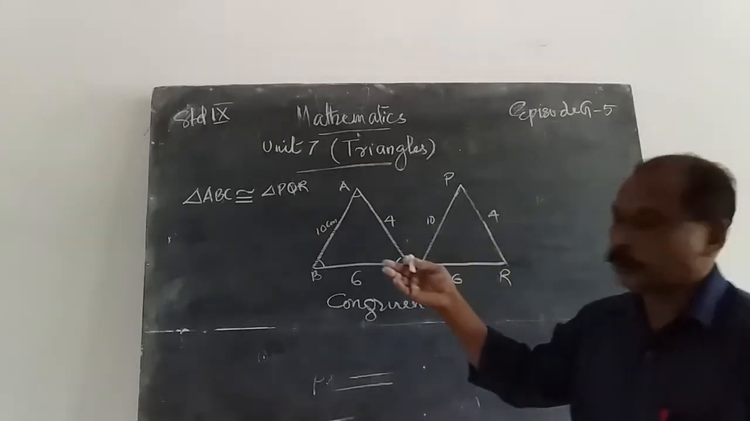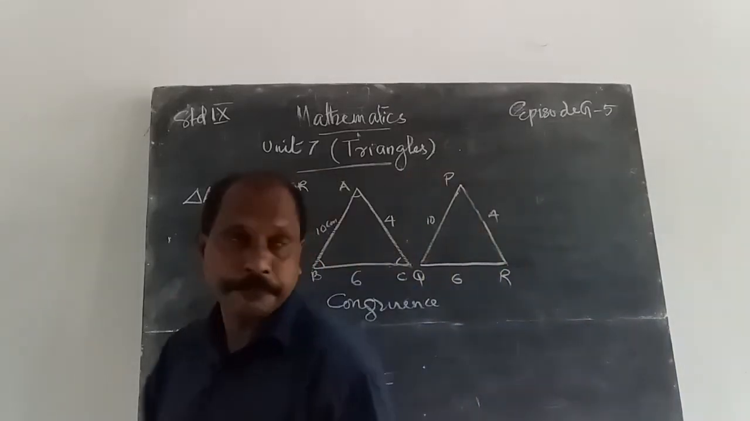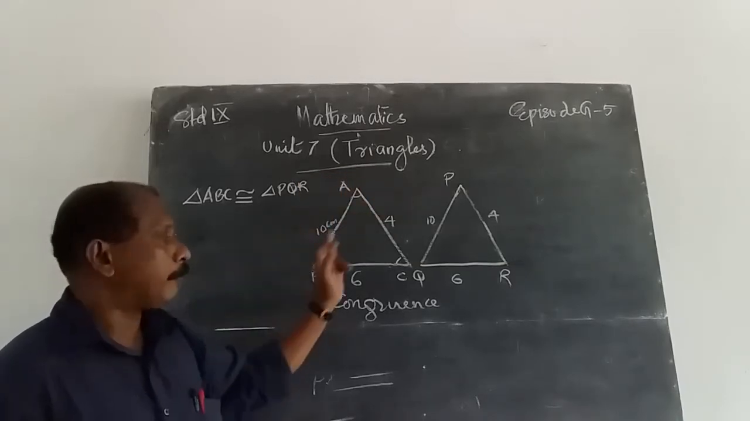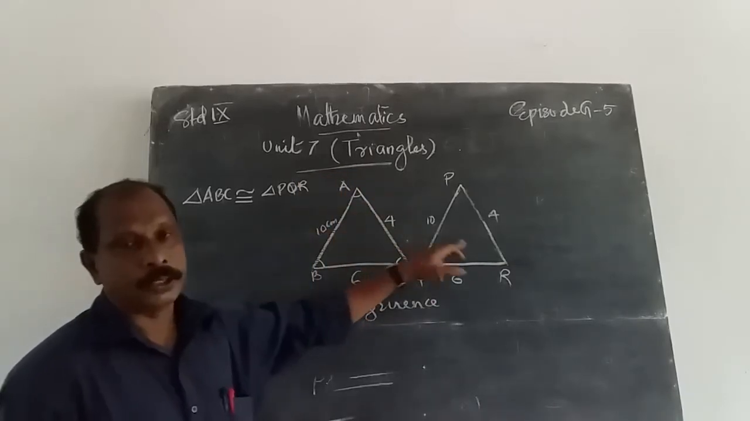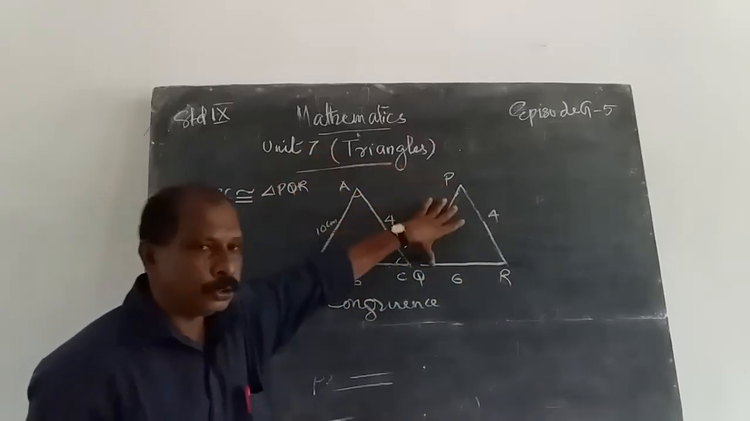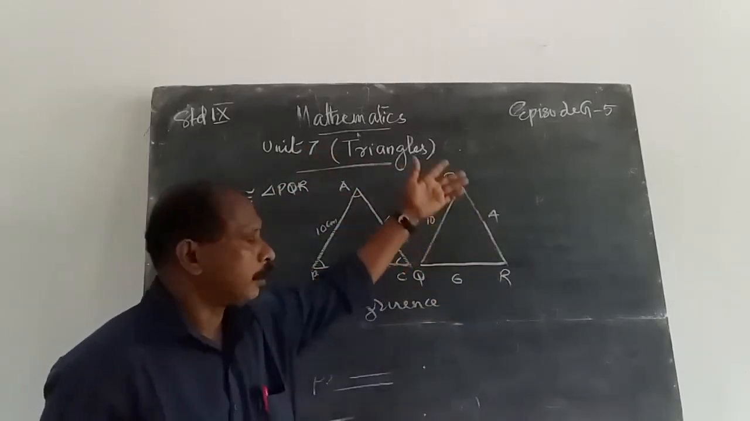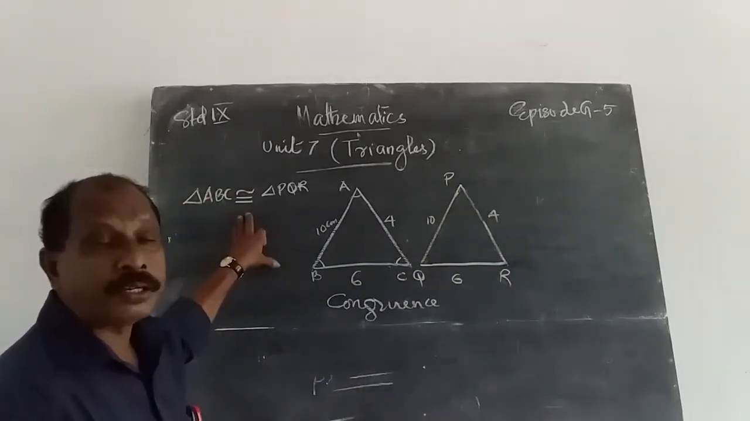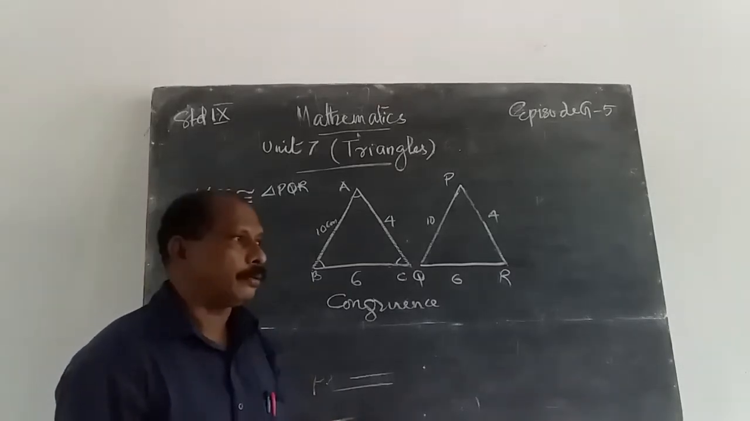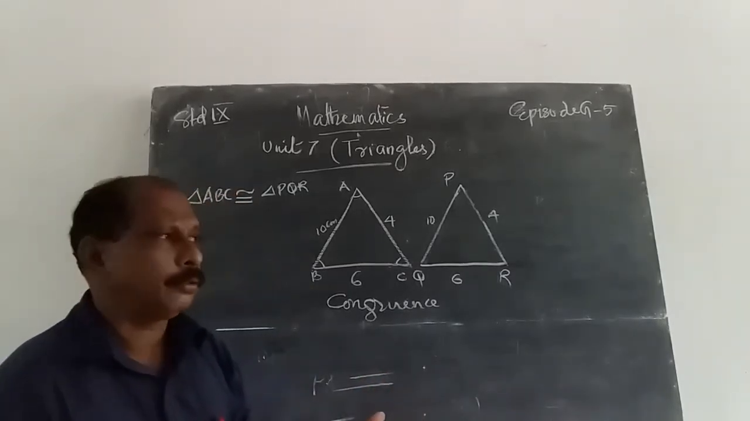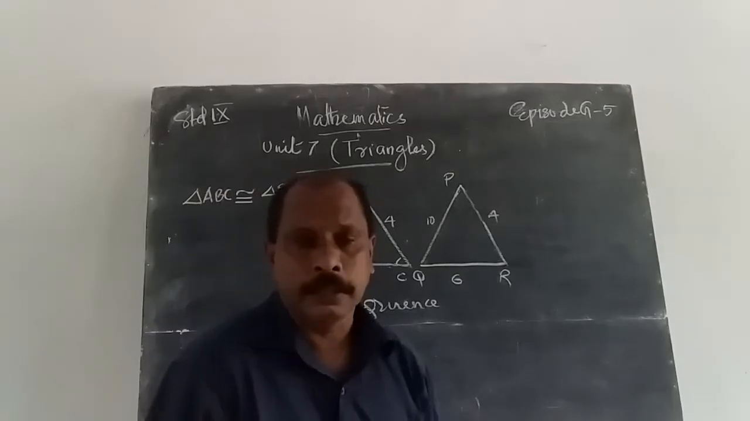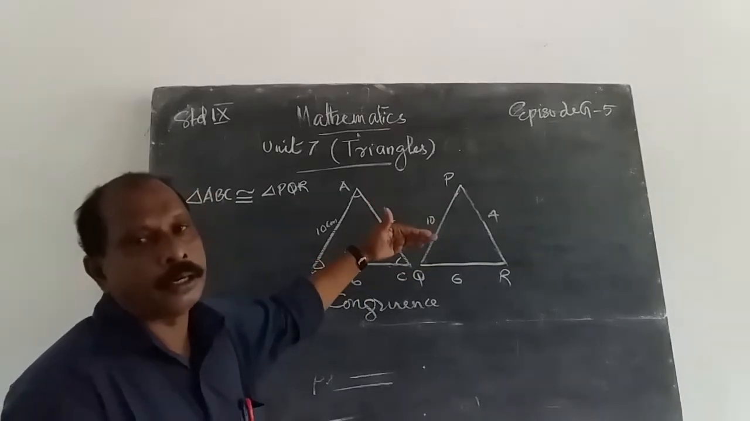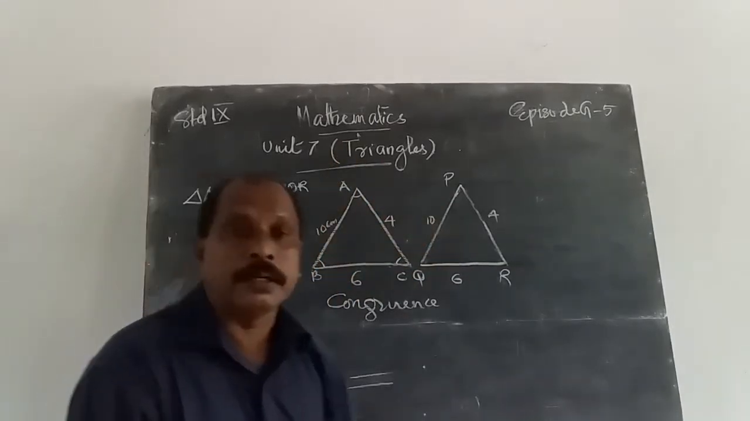Let us consider two triangles ABC and PQR. In these two triangles, angle A is equal to angle P, angle B is equal to angle Q, angle C is equal to angle R, AB is equal to PQ, BC is equal to QR, and AC is equal to PR. Therefore, these two triangles are congruent triangles. All the previous is not for your memory. From this onwards, that is the main content of this unit 7, Triangles.